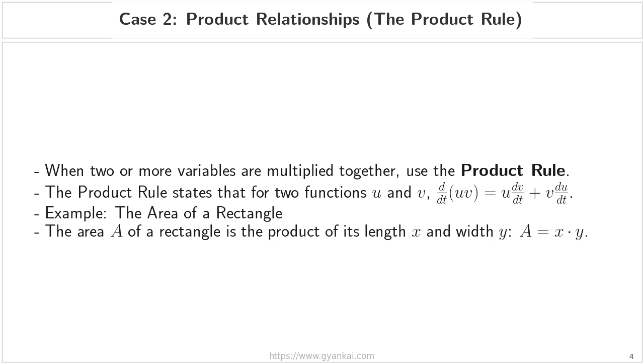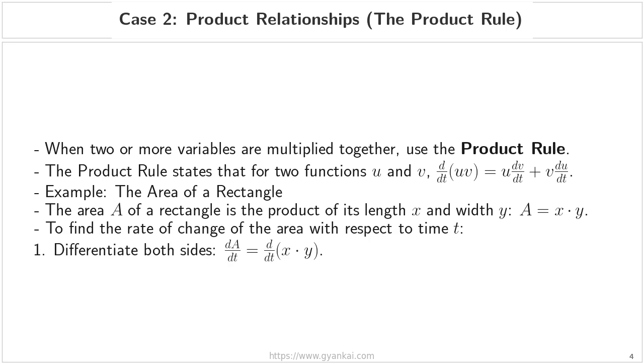Let's illustrate this with a practical example. The area of a rectangle. We know that the area, A, is the product of its length, x, and its width, y. Therefore, our governing formula is A equals x times y. To find the rate at which the area is changing with respect to time, we begin by differentiating both sides of the equation. This gives us the derivative of A with respect to time equals the derivative of the product of x and y with respect to time.